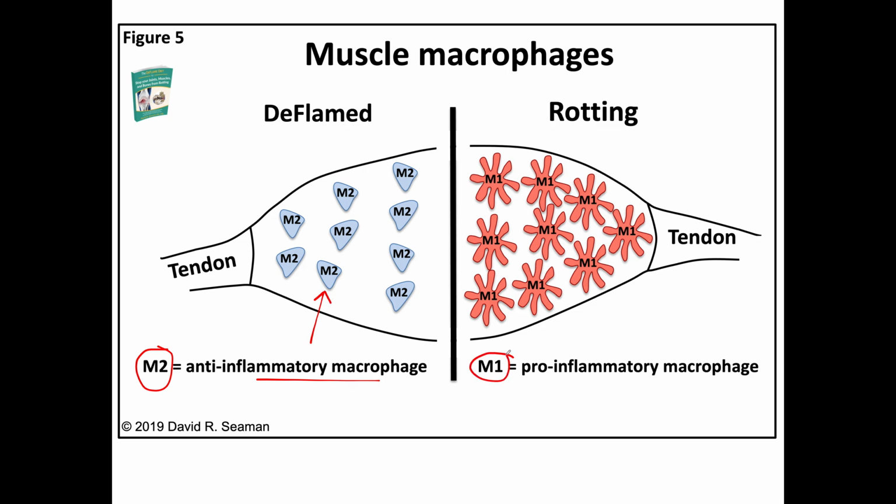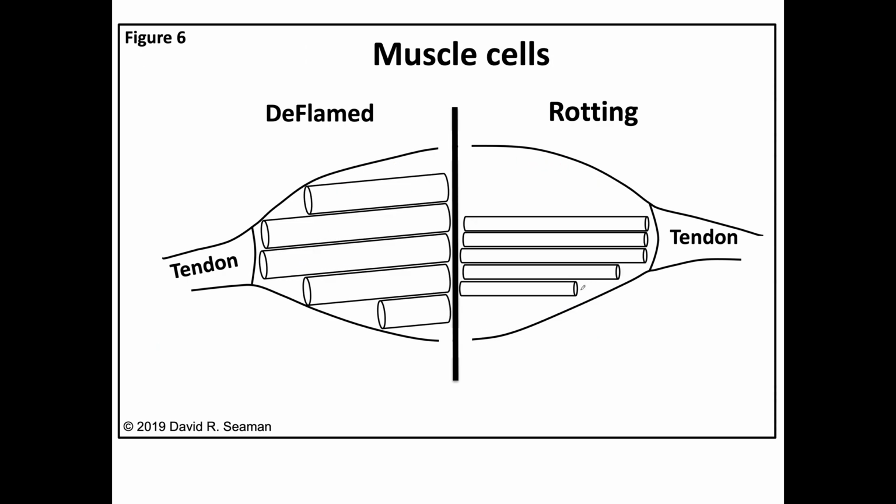So this is anti-inflammatory macrophages in your lean, healthy, deflamed skeletal muscles, and in your rotting, obese, hyperglycemic skeletal muscles, there's an infiltration of pro-inflammatory macrophages, immune cells. These typically show up to clean up debris after injury or infection, and here they are accumulating in obese and high blood glucose skeletal muscles.